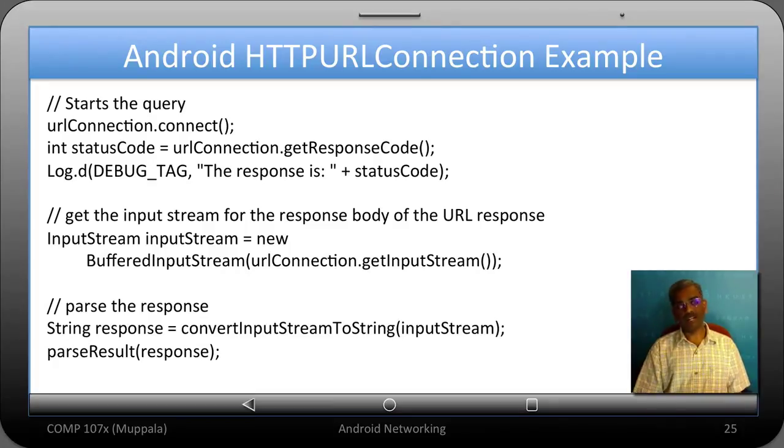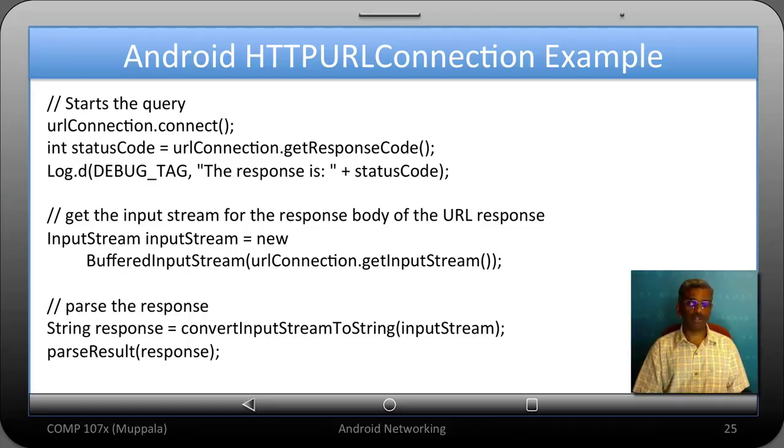Once the data is downloaded, it is available in the body of the response message that comes in from the server. We get access to the response message's body by calling URL connection get input stream. This supplies you an input stream which you need to process to extract the data from the body. So we open a buffered input stream corresponding to this URL connection input stream, and then from the input stream we use a method called convert input stream to string, which we have written in the code, and supply the input stream as a parameter.